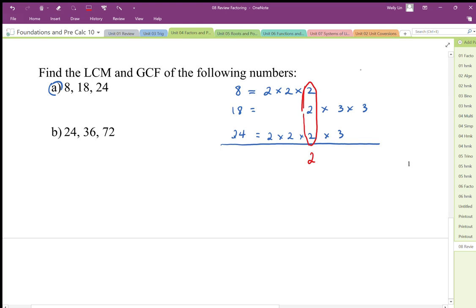So the greatest common factor for this is going to be 2.